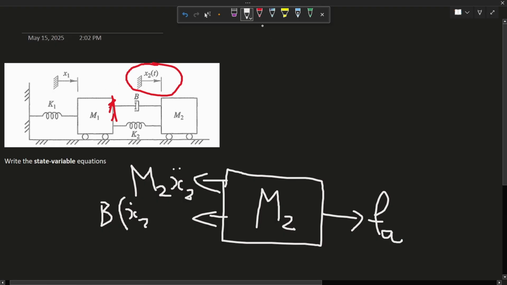But since this is also moving towards the right, it's not going to go all the way. So it's going to be x2 dot minus x1 dot. It's just common sense.